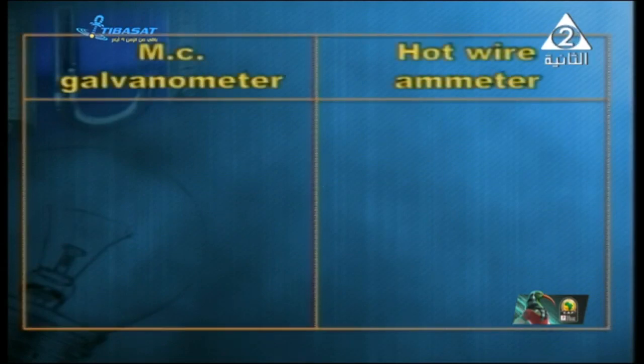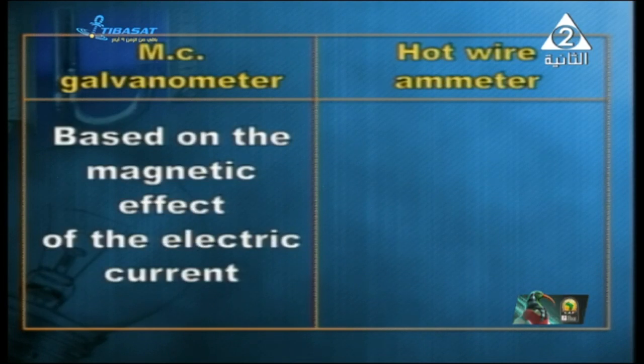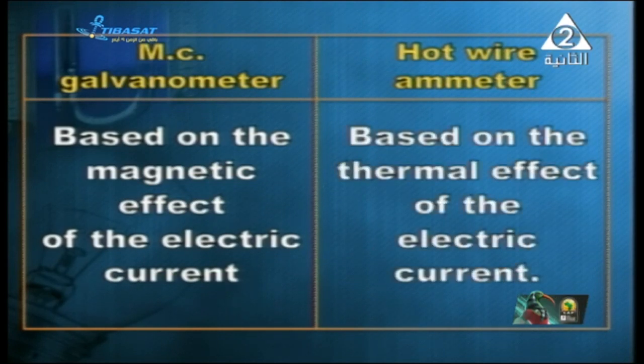And now we'll make a comparison between the moving coil galvanometer and the hot wire emitter. First point of difference is the principle of each. The moving coil galvanometer is based on the magnetic effect of the electric current. Also, you can say it is based on magnetic torque, but the hot wire emitter is based on the thermal effect of the electric current.